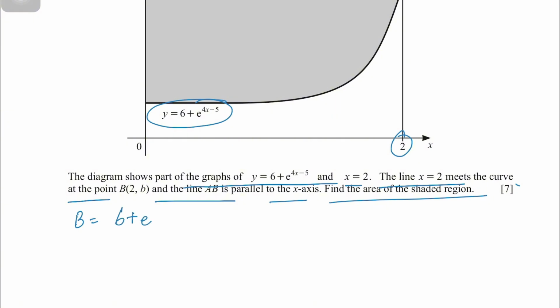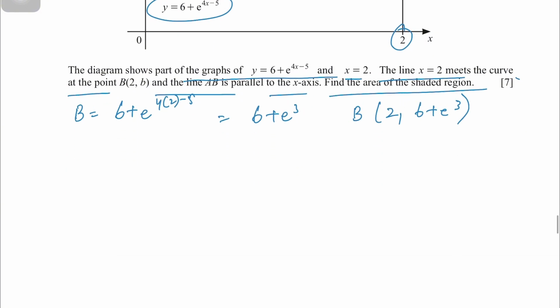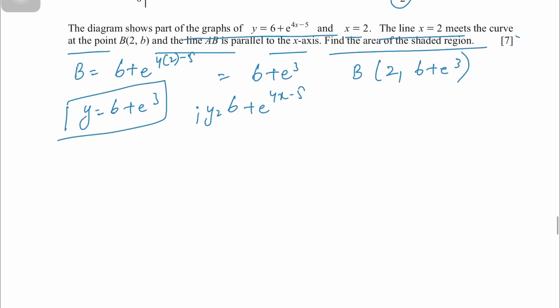So we get our b as 6 plus e powered 4 into 2 minus 5. So this would be 6 plus e cubed. So our b is basically 2, 6 plus e cubed. So we have y as 6 plus e cubed, and we have y as 6 plus e powered 4x minus 5, since this is a constant line.